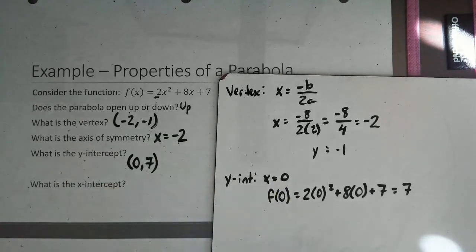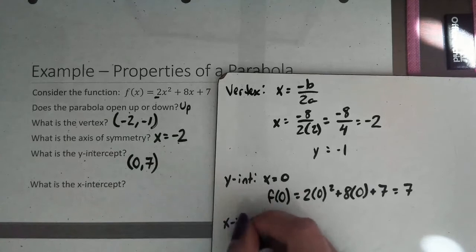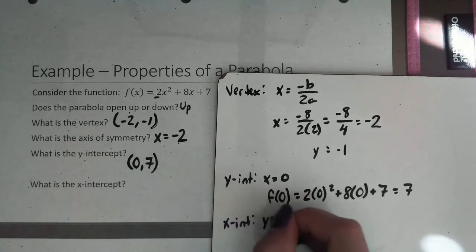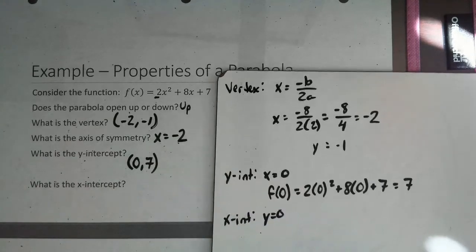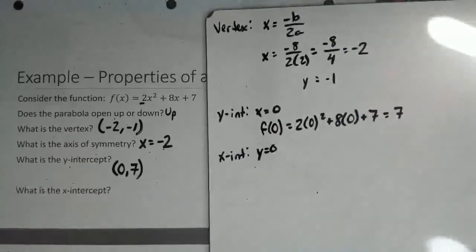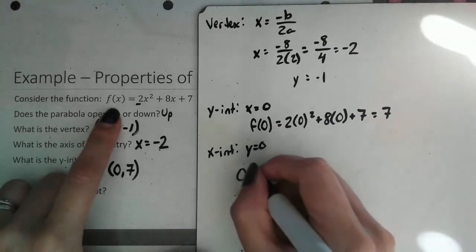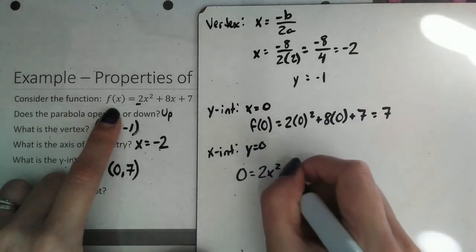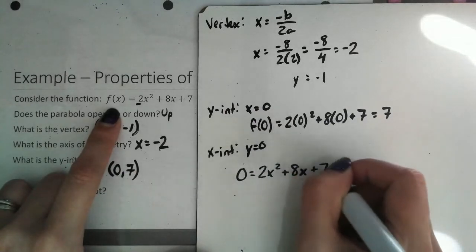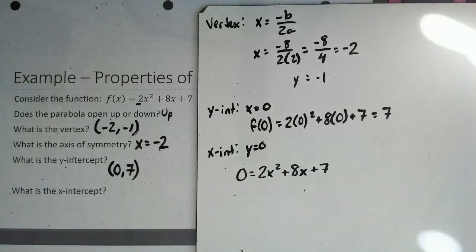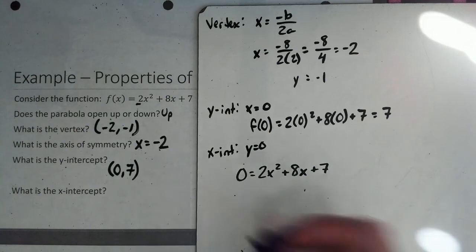Then we need our x-intercept. To find the x-intercept, we need to let y be equal to 0. So if I let my y be 0, which is going to be the f of x, I will have 0 is equal to 2x squared plus 8x plus 7. Looking for greatest common factor, it doesn't look like there's one other than 1. Factoring doesn't look too pretty, so let's go ahead and try using the quadratic formula.